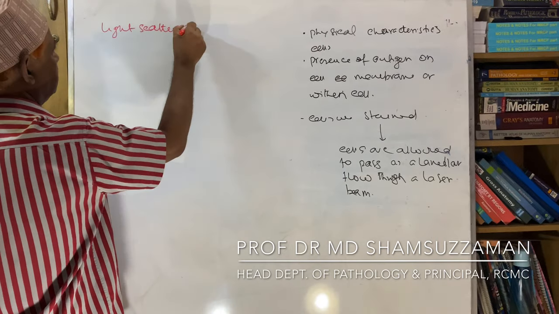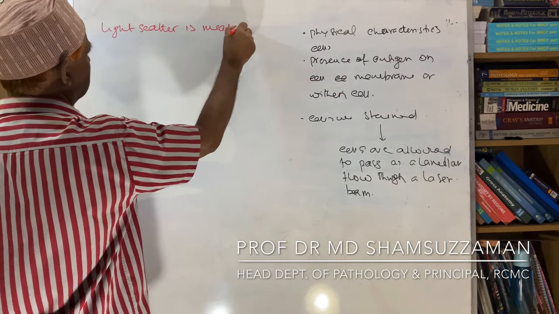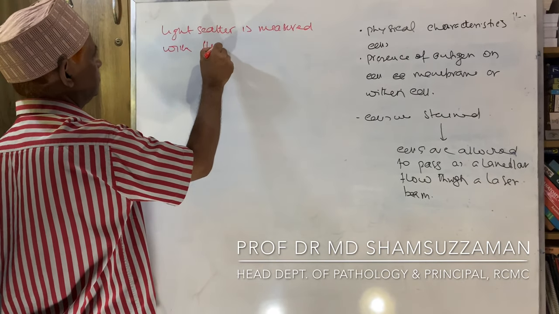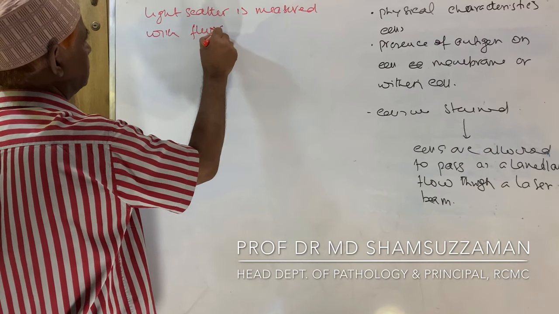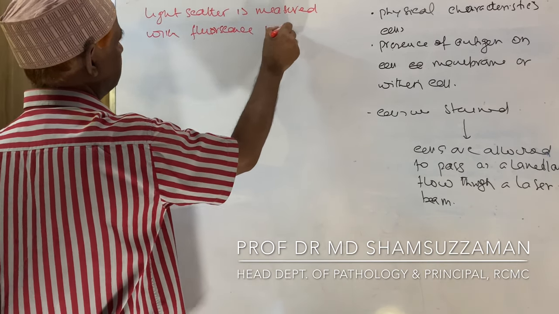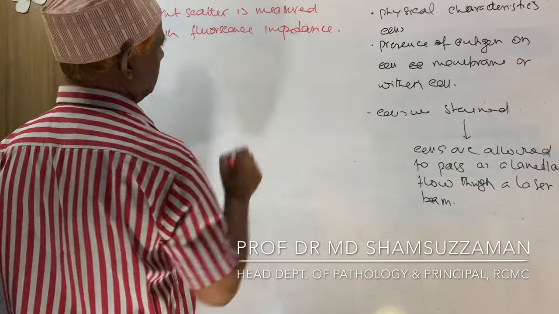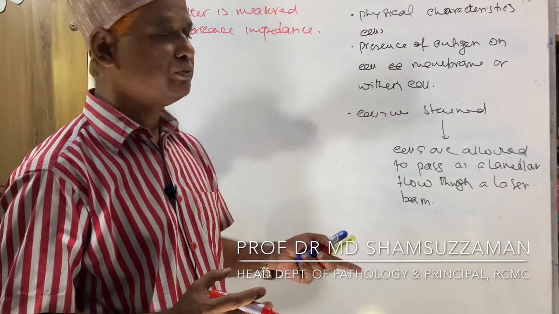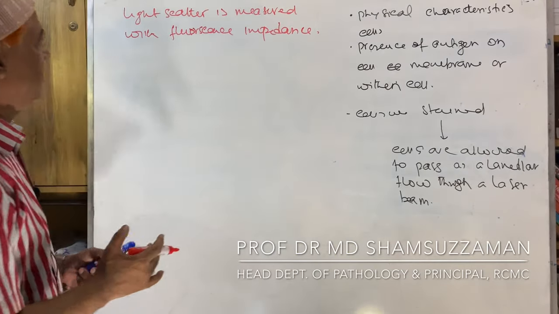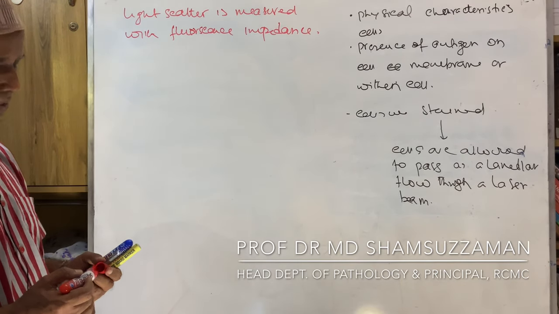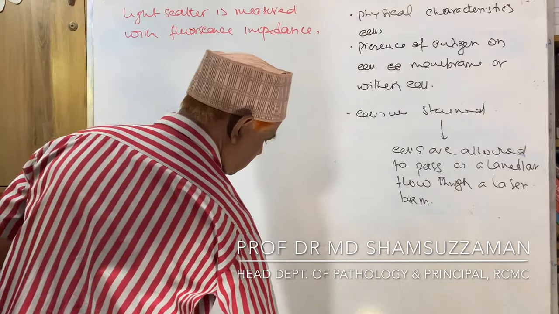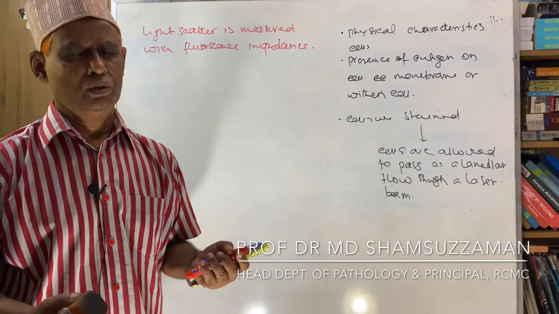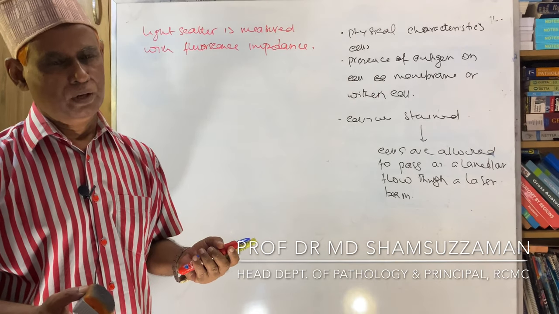Then light scatter is measured with fluorescence impedance. What is done? First, these cells are stained, then cells are allowed to pass as a laminar flow through a laser beam, and the light scatter is measured with fluorescence impedance. This is flow cytometry. And this is all about the laboratory diagnosis of chronic myeloid leukemia, that is chronic granulocytic leukemia.